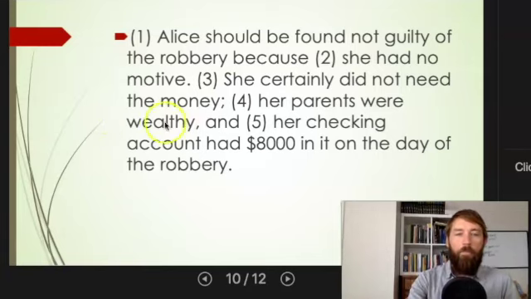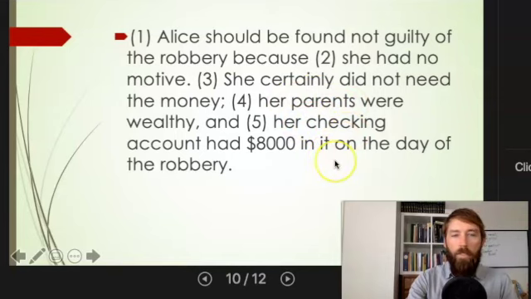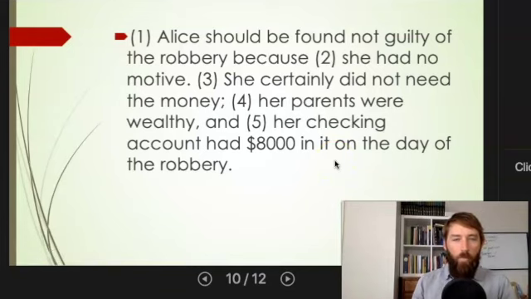Now, if that's true, then how are 4 and 5 related? Well, 4 and 5 seem to show that she didn't need the money. So if her parents were wealthy and her checking account had $8,000 in it, then she probably didn't need any money. And if she didn't need any money, then she had no motive. And if she had no motive, then why should we believe that she committed a robbery?